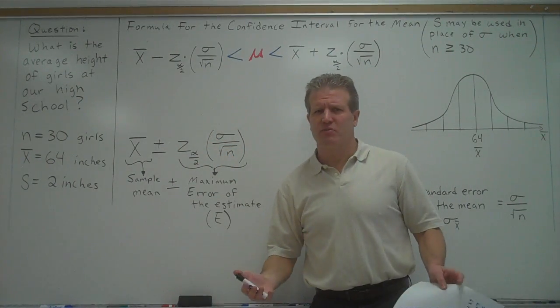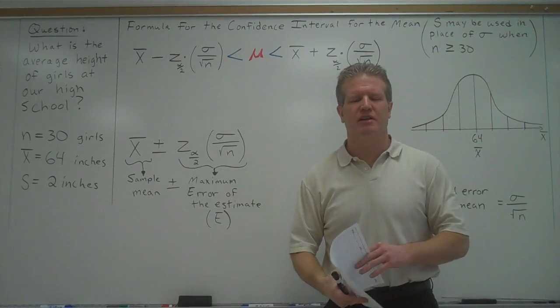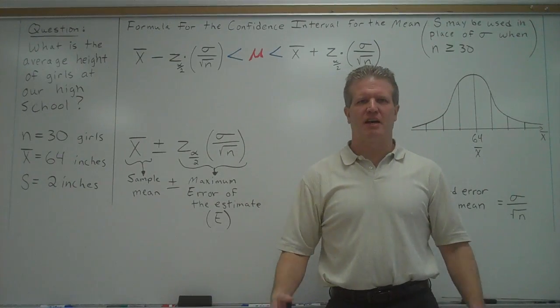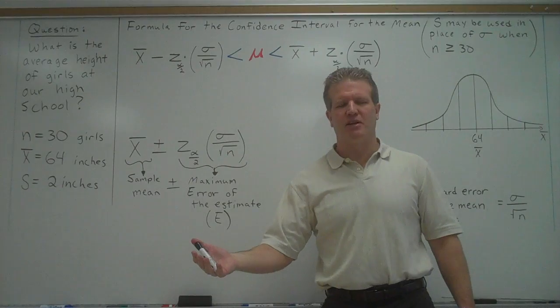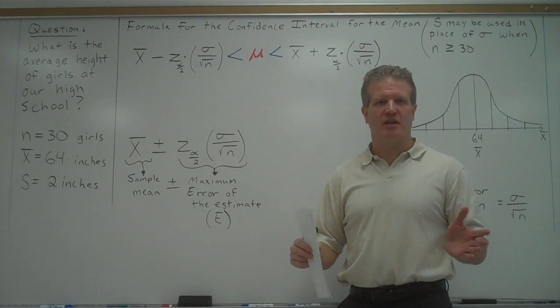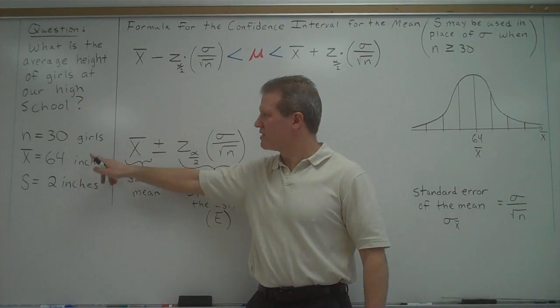Well, obviously we have a lot of people in our high school. At our high school we have, I don't know, around 500 kids, so probably somewhere around 250 girls. Don't really want to take the time, energy, money spent to maybe hire someone to measure everybody or go around and measure everybody. So what we're going to do is think about a sample of 30 girls. So n is going to be 30 girls, n is our sample size.